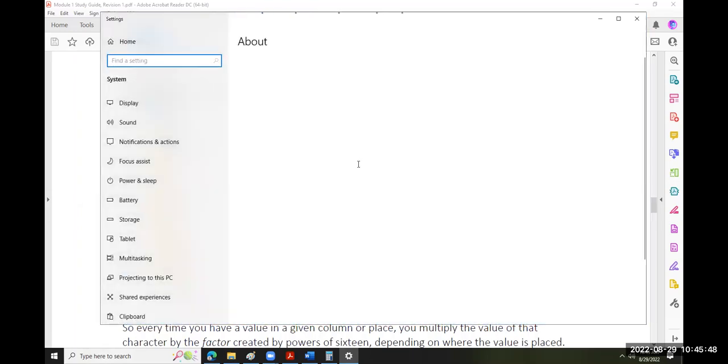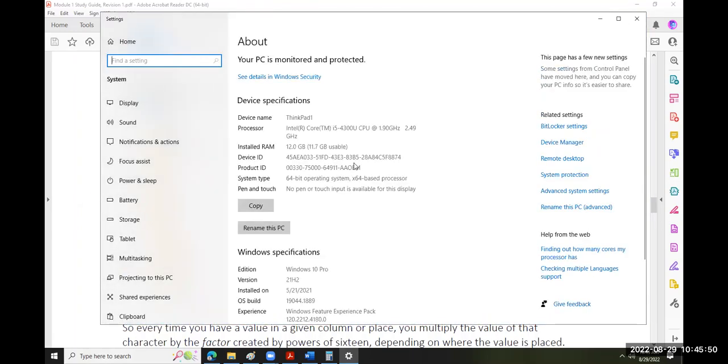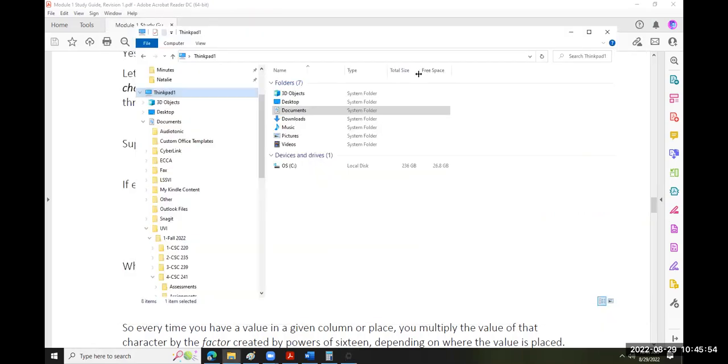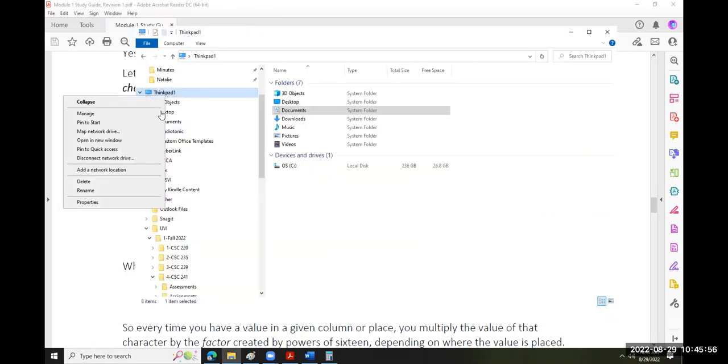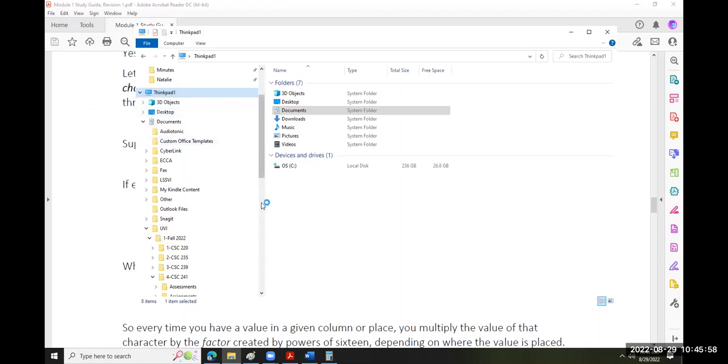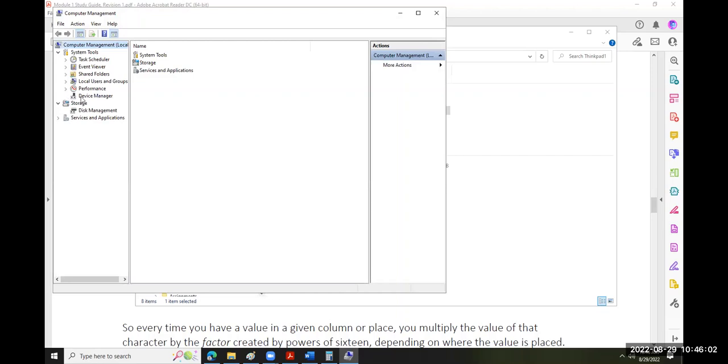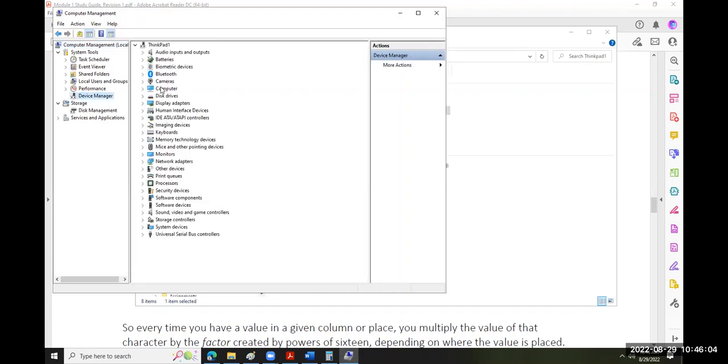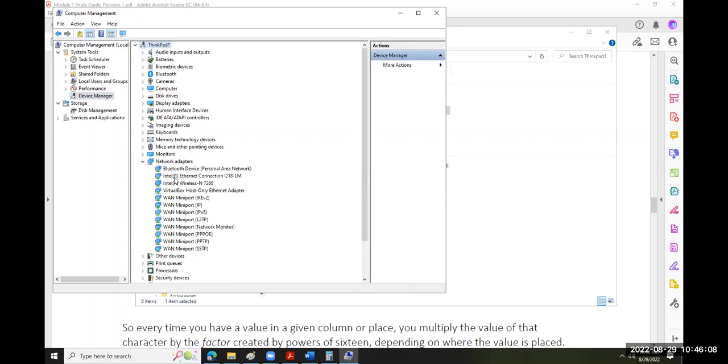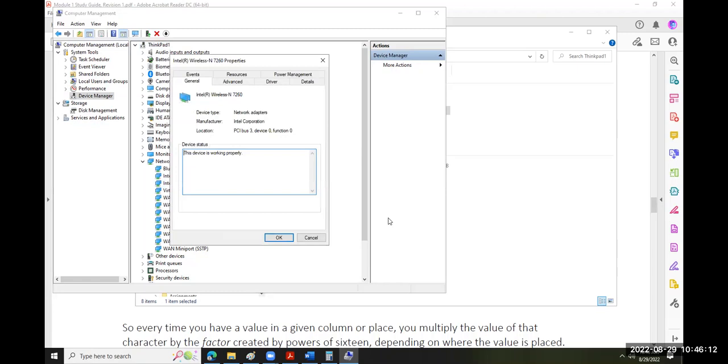Or let's say it's the memory address location that represents my network card. So I'm going to go into Device Manager and manage this. Where's our network card? Network adapters. Oh, there's my wireless card. I'm going to look at the properties.